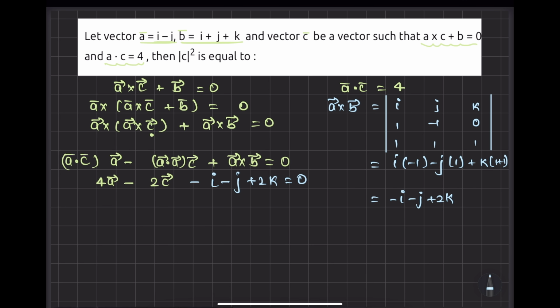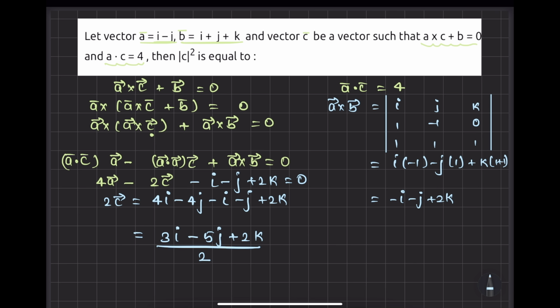Now let's update. So we have 4A. I will send this to the C side. So 2 times vector C will be equal to 4 times A. 4 times A is 4i minus 4j, minus i minus j plus 2k. Let's simplify things. So we got (3i minus 5j plus 2k) upon 2. So we got our vector C.